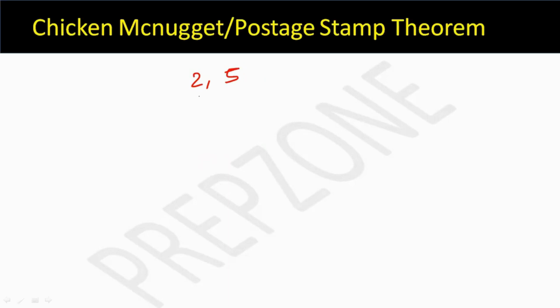So I know I can definitely form all the even numbers, 2, 4, 6, 8, 10. I can also form 5. I can also form a 7, because 2 plus 5 is 7. Then again, 7 plus 2 is 9. I can form a 9, and then I'll be able to form all the other numbers as well. So how many numbers can I not form using 2 and 5?